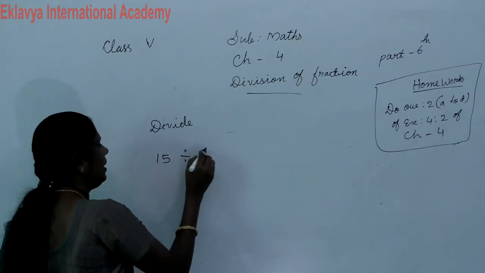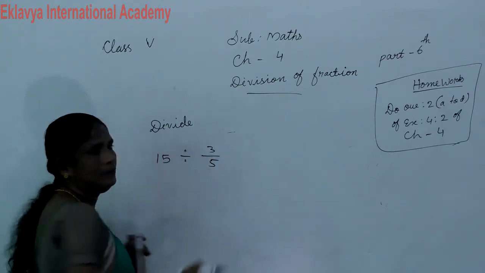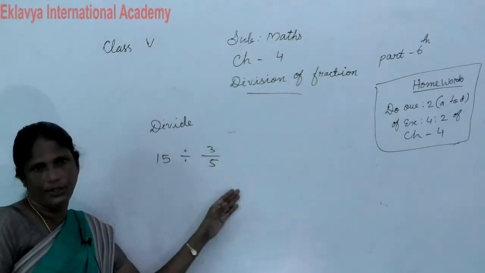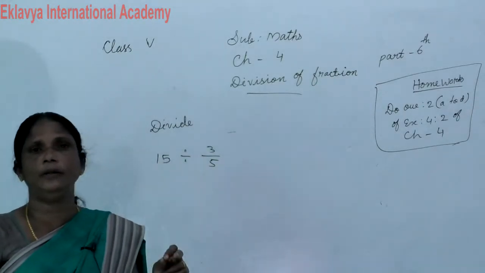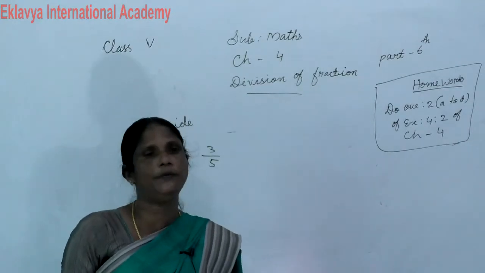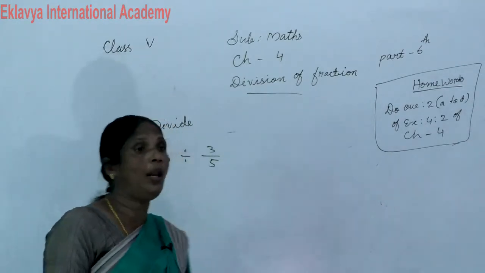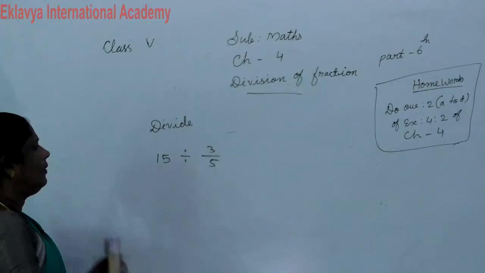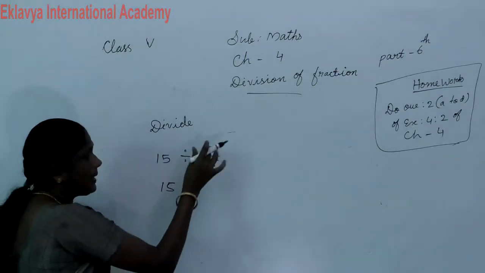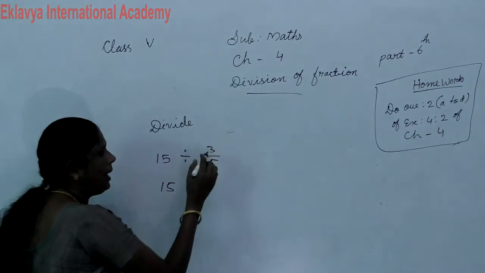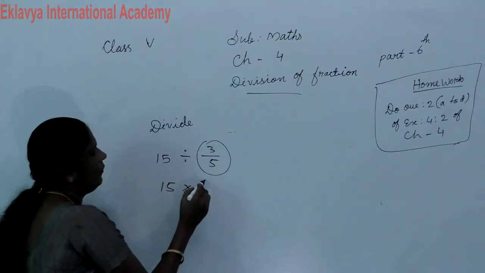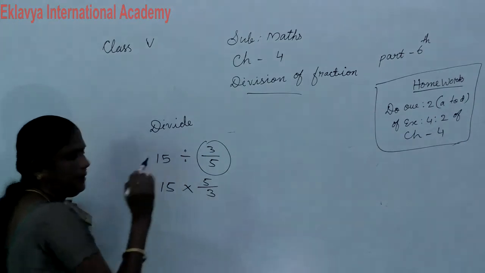15 divided by 3 by 5. Okay. We divide a fraction. First we find the reciprocal of the divisor. Then 15, and the reciprocal of 3 by 5 is 5 upon 3.